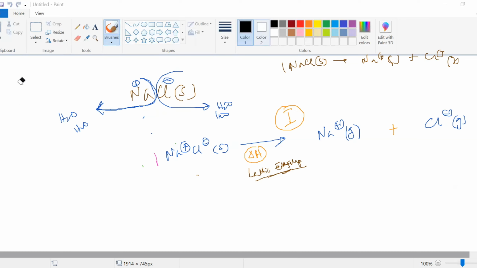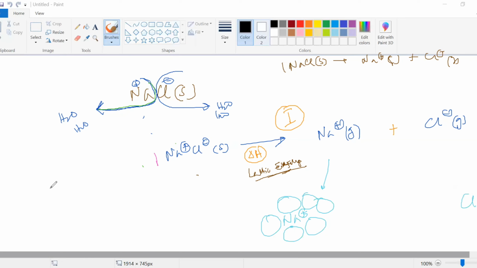First step is what? Water will be dragging the two ions separately and separating them into gaseous ions. Can water's job be finished now? No. Water's job is not finished, because if water leaves them after separating, these two ions will attract each other and go back to NaCl again. So second step: water has to surround the individual ions, so that Na plus and Cl minus do not combine back again.